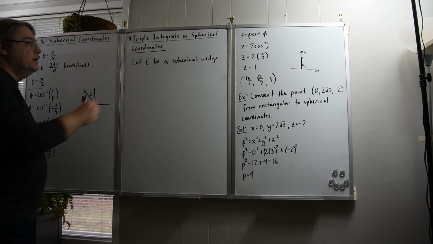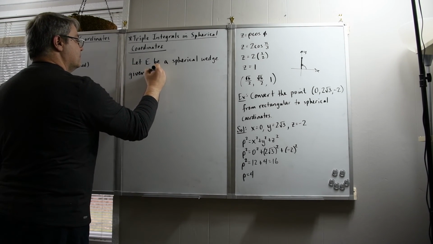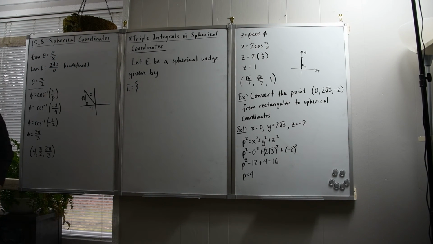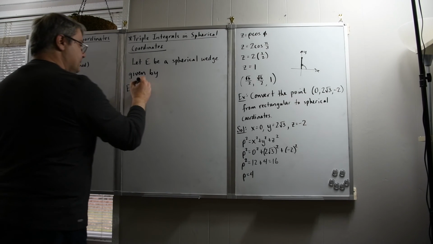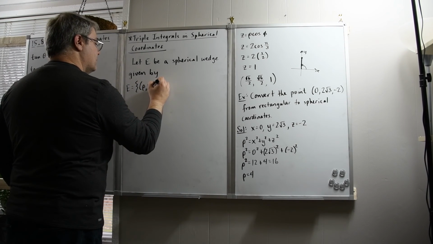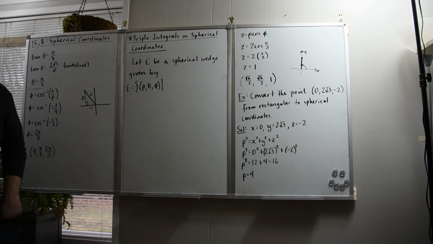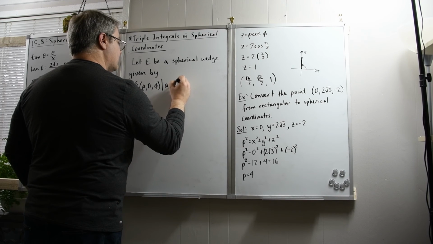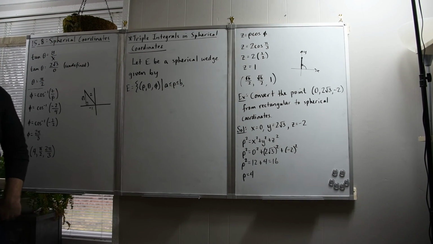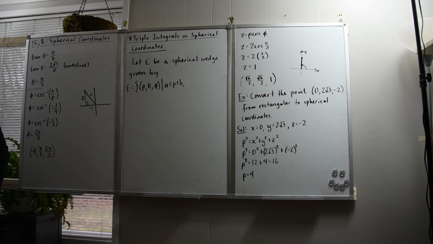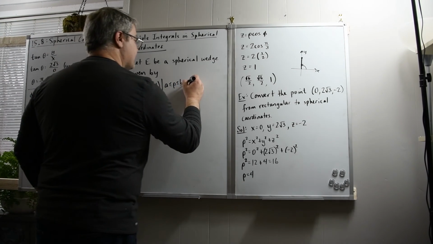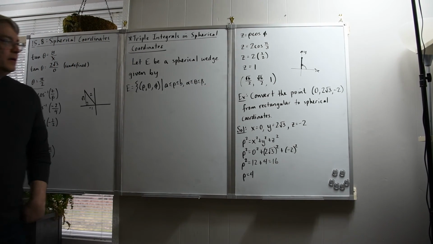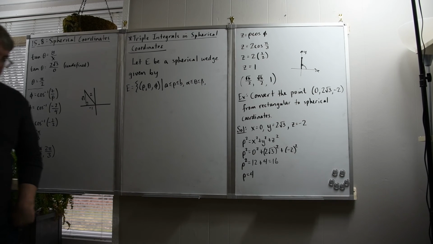And the way we're going to define this is E is going to consist of all these points, rho, theta, and phi, such that the bounds on rho are A and B, the bounds on theta are alpha and beta, and the bounds on phi we're going to have as C and D.